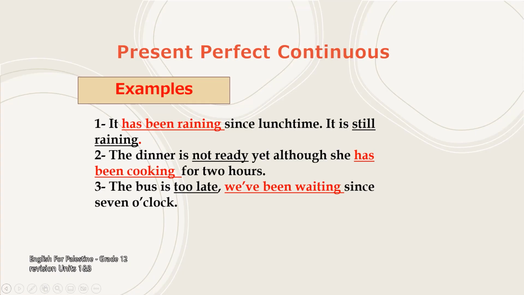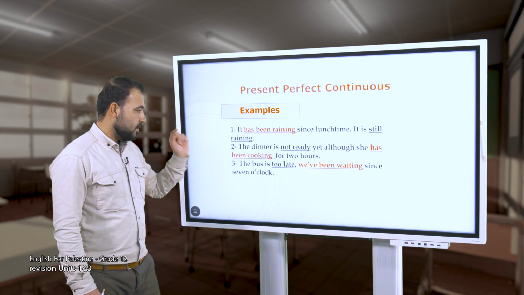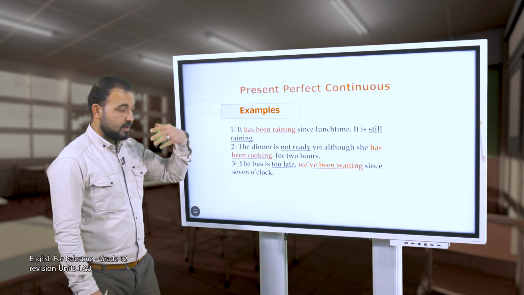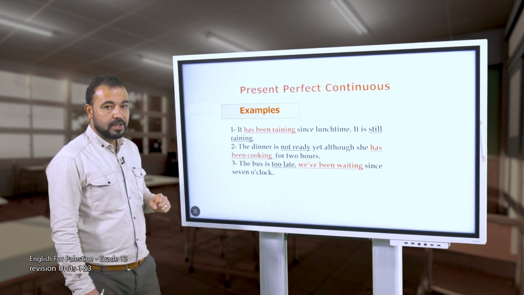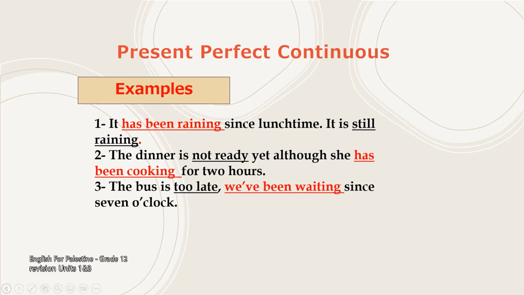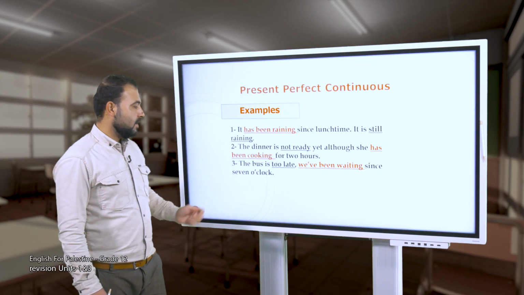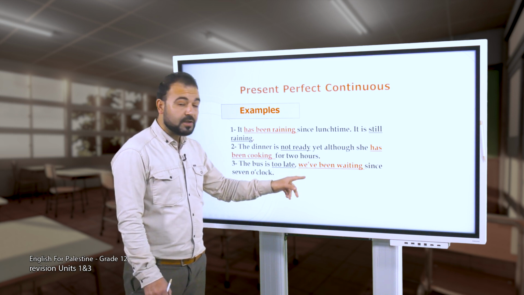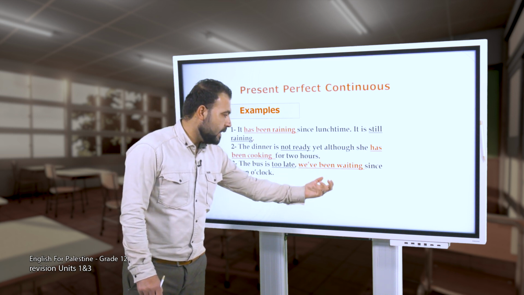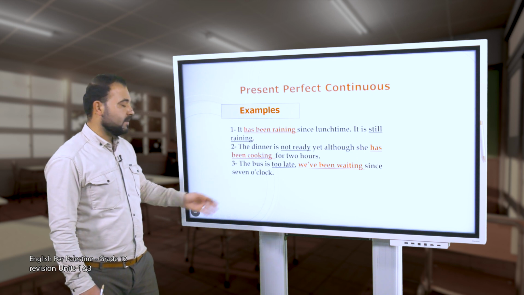Number 2, the dinner is not ready yet, although she has been cooking for 2 hours. She is a singular subject and it's followed with has plus been and the verb with the ing. Number 3, the bus is too late. We've been waiting since 7 o'clock. We plus have, and here it's written in the short form. We've been waiting since 7 o'clock.